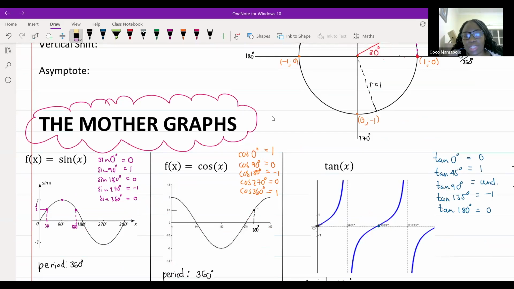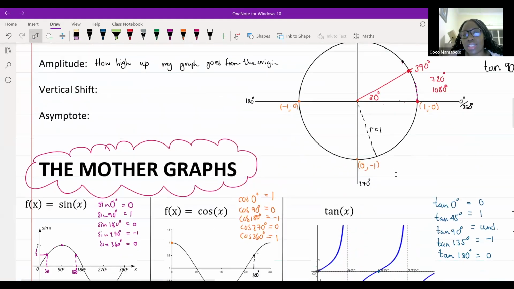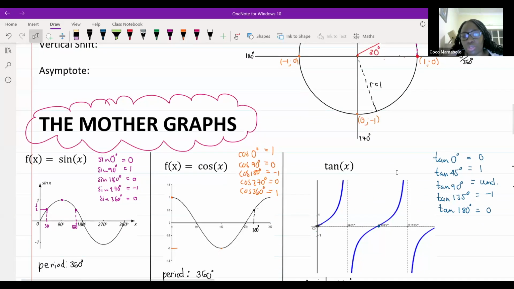If we look at our sine graph over here, I know that my whole graph spans from 1 to negative 1. But that's not the amplitude. The amplitude starts from the origin, from 0. So how high up does my graph go from the origin? How high up does it go? Just one unit. Right, correct, just one.